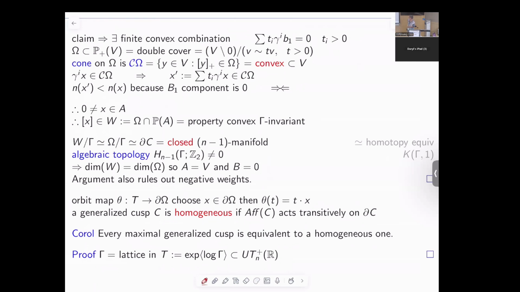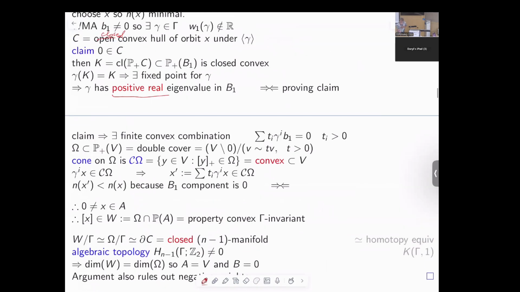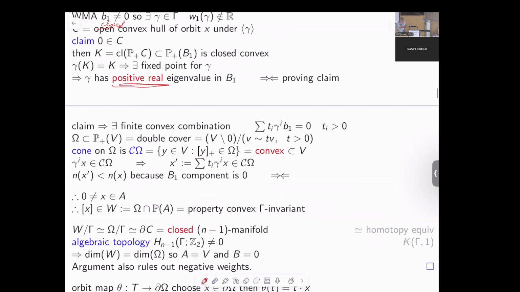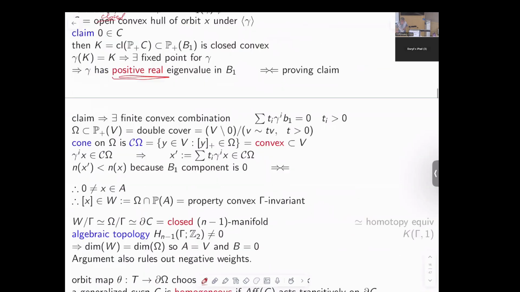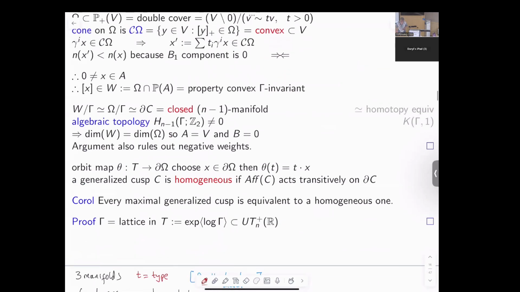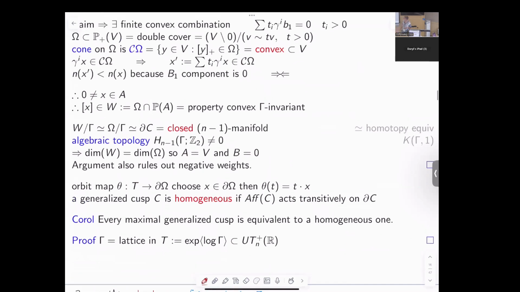And so this means that, in fact, A is the entire vector space V, and there are no complex weights at all. So this means that all the weights are real. And actually, the same argument rules out negative weights as well. The point was that you actually have a positive eigenvalue. So this argument tells you all the weights are actually positive reals. So that's the proof. And the consequence of that is the following.